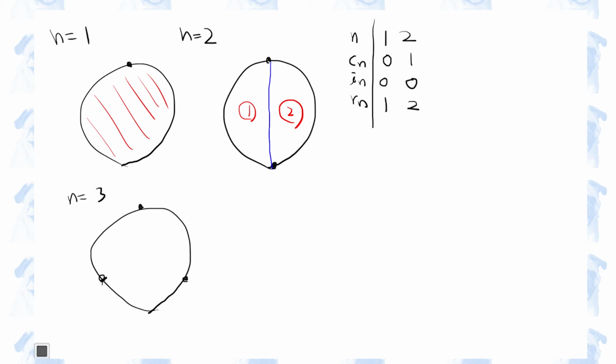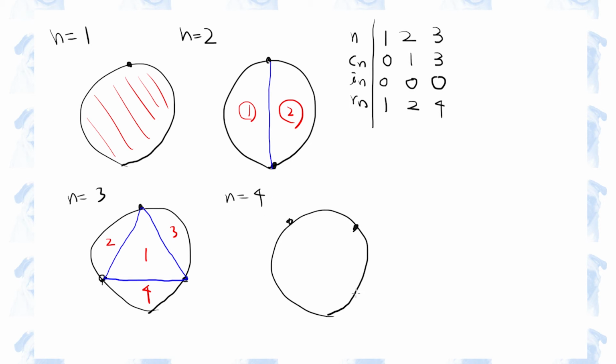When n is 3, we can put 3 dots on the circumference. And how many chords can we draw? 1, 2, 3. 3 chords. And how many intersections do we have? None. And how many regions do we have? 1, 2, 3, 4.